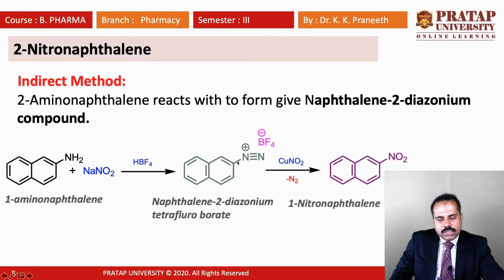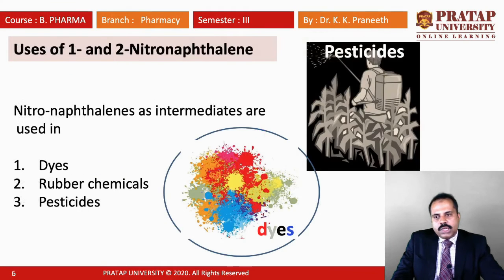NO2 will go and attach here, so we will get this 1-nitronaphthalene as the product. This is the indirect method to prepare the beta nitronaphthalene. So we have seen 2 methods to prepare 1-nitronaphthalene and 2-nitronaphthalene, right? Now let us see the uses, how these 1-nitro and 2-nitronaphthalenes are useful in the real world.